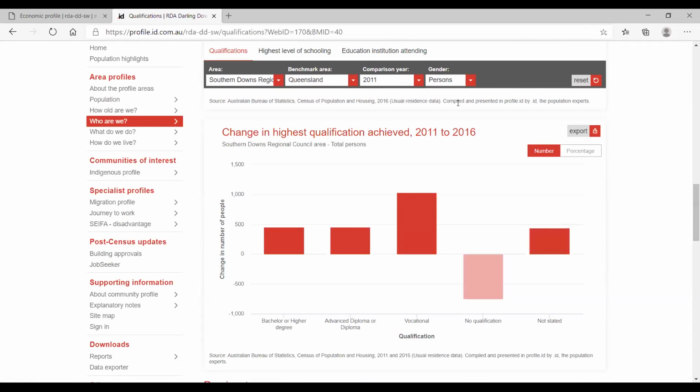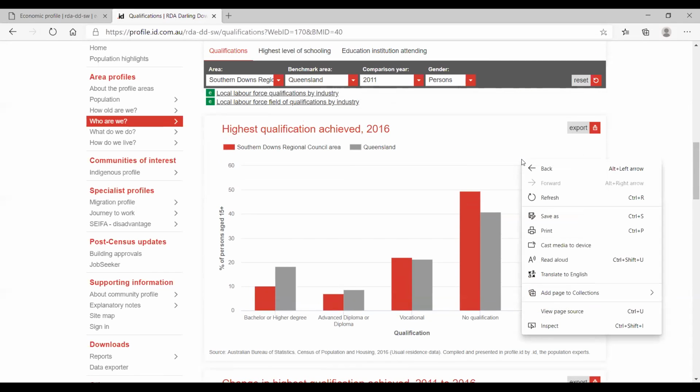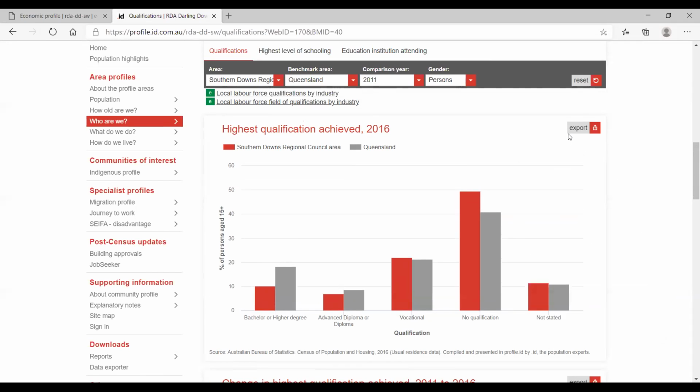When we come down, this is a good sign. So we can see an increase in the amount of people with vocational studies in the community and advanced diplomas and bachelor or higher degrees during that period. So we're becoming more educated. If I was going for a grant application, this is for skills and development, this is probably the chart that I would be taking out and putting as part of my grant application. So exporting that file, copying it to clipboard and putting it into my presentation. Okay.